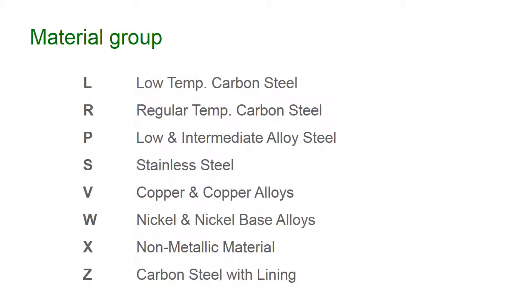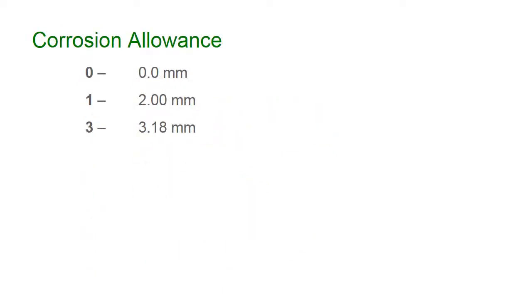Material group: L, low temp carbon steel. R, regular temp carbon steel. P, low and intermediate alloy steel. S, stainless steel. V, copper and copper alloys. W, nickel and nickel base alloys. X, non-metallic material. Z, carbon steel with lining. Corrosion allowance: 0.0 millimeters, 12.00 millimeters, 3.18 millimeters.